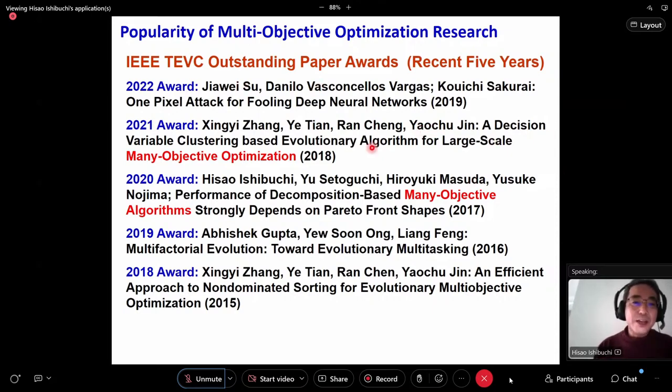And this slide shows the outstanding paper awards of IEEE Transactions on Evolutionary Computation in the last 5 years. The last year's award is given to a paper on deep neural networks. This is a very hot topic. But in the previous 2 years, outstanding paper awards were given to many-objective papers.